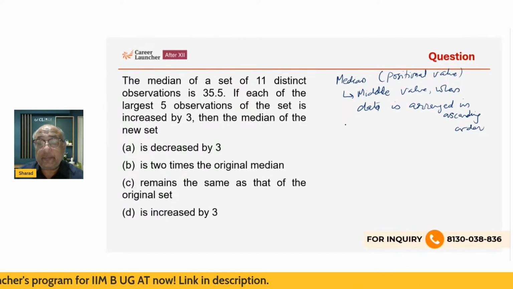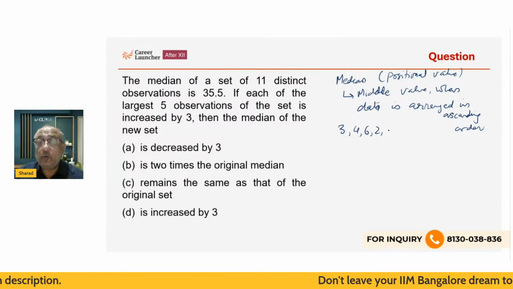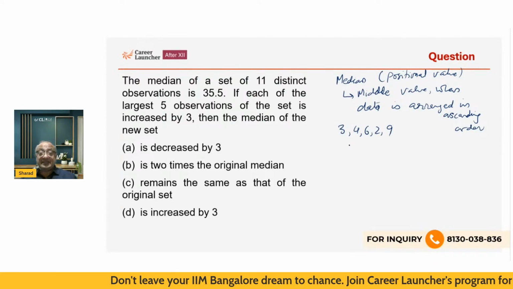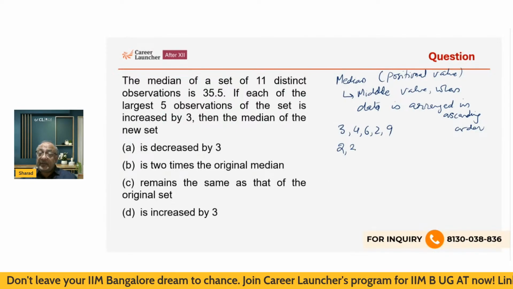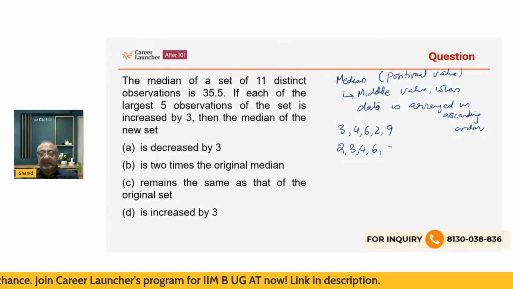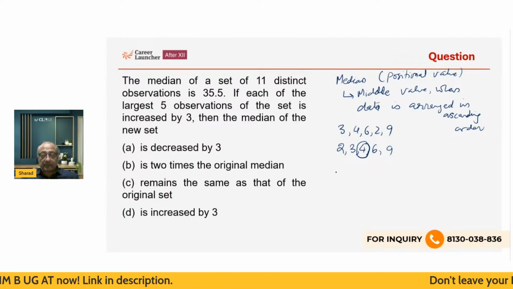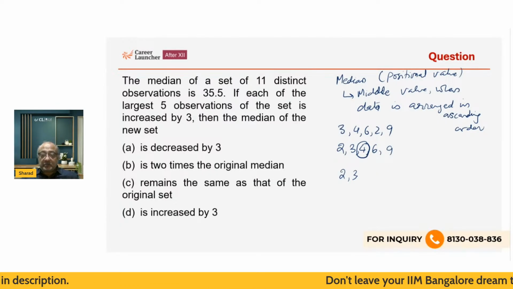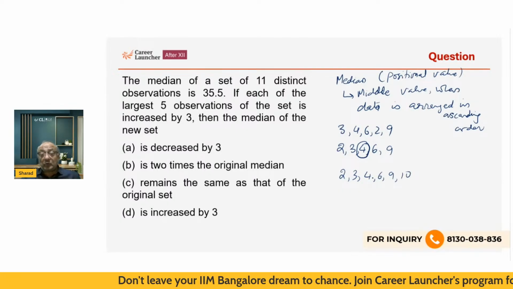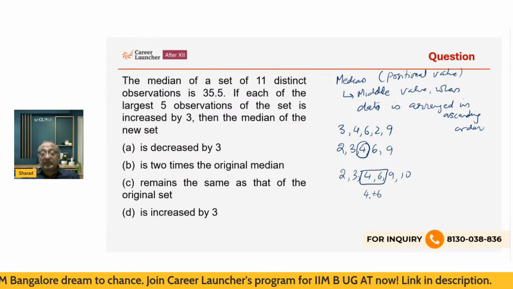Let me explain it with an example. Suppose it is 3, 4, 6, 2, 9. If I ask you what is the median, you cannot answer simply 6. That will be wrong. You have to first rearrange: 2, 3, 4, 6, and 9. Now the middlemost value is 4. Understood? Now let us say this is 2, 3, 4, 6, 9, and 10. Then, because there's no middle value, I'll take the average of these two, which is nothing but 4 plus 6 by 2.